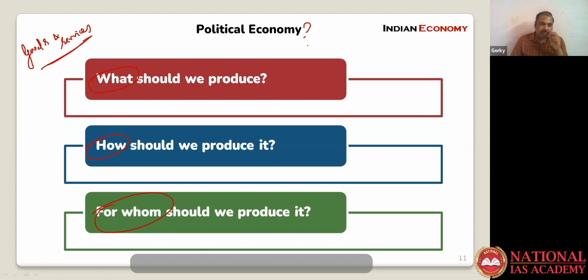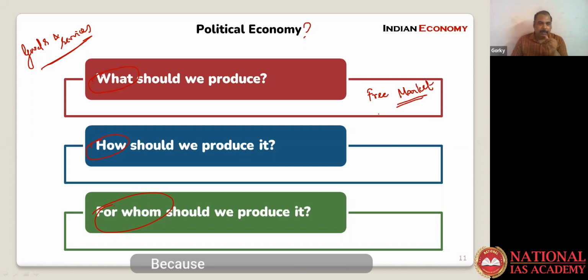The answer to this determines what economy you are. Say for example, you ask the question, what should be produced? What you like, you produce. How should you produce? How you like, you produce. For whom should we produce? It is your wish. It is your like. To whom you want to sell, you sell. Okay. Then we call it a free market economy.